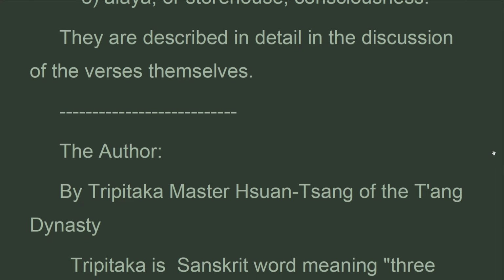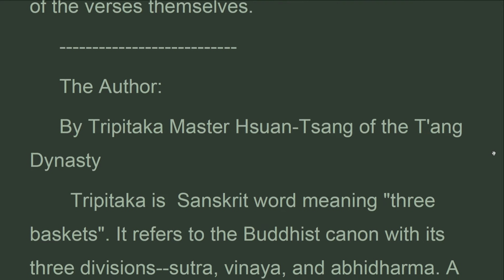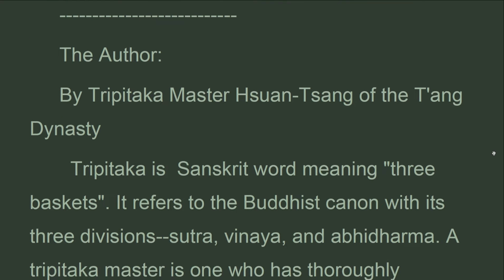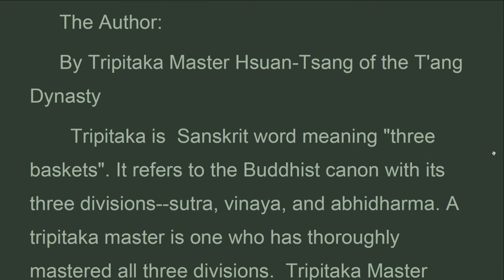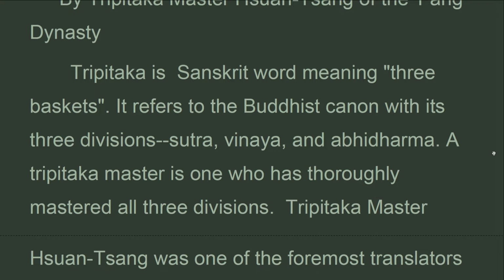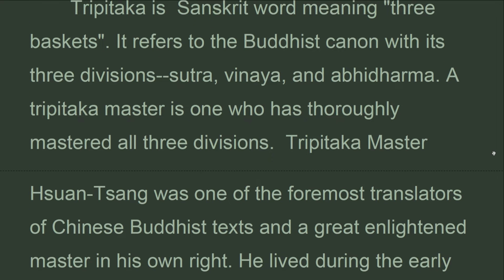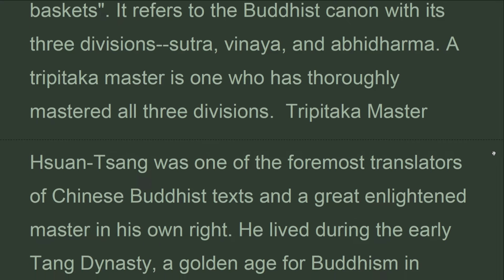The author. By Tripitaka Master Hsuan-Tsang of the Tang Dynasty. Tripitaka is a Sanskrit word meaning 3 baskets. It refers to the Buddhist canon with its 3 divisions: Sutra, Vinaya, and Abhidharma. A Tripitaka master is one who has thoroughly mastered all 3 divisions.